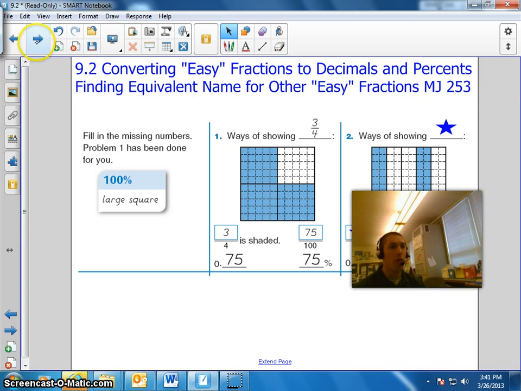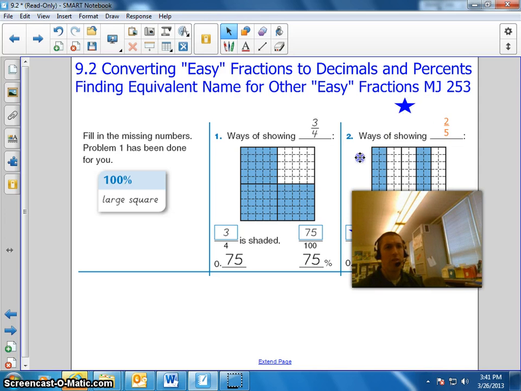Alright, so once again, we have 3/4 of the square. It's cut into 4 parts. 3 of them are filled in, which is why we have that. But that's the same as 75 little squares out of 100. And just like if we had 3/4 of a dollar, 75 cents out of 100 makes that, which translates into 75 hundredths or 75%. Same as here. Try this one. Pause it if you'd like.